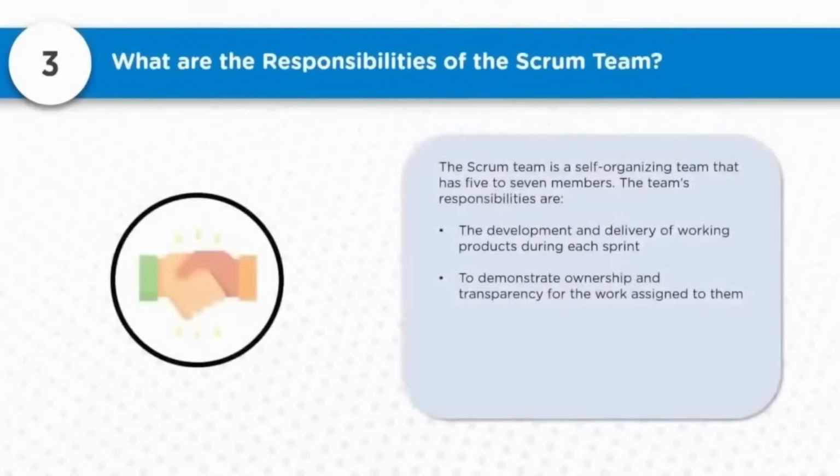The Scrum team is self-organizing, as I mentioned earlier. It is a self-organizing team that has 5 to 7 members, and the responsibilities include the development and delivery of working products during each sprint. Now we are seeing the new terminology sprint. So what is the meaning of sprint?